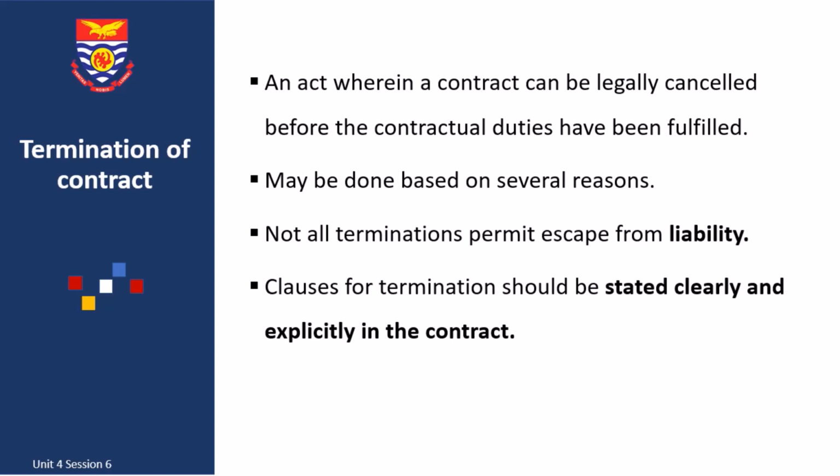So, contract termination is done prior to contract execution because in the end, you are ending the contract before full performance is achieved. And it's done based on several reasons. And one should note that not all terminations of contracts would permit the escape from liability, such that not all contract terminations would allow the breaching party to go scot-free without providing remedies in whatever form to the injured party.